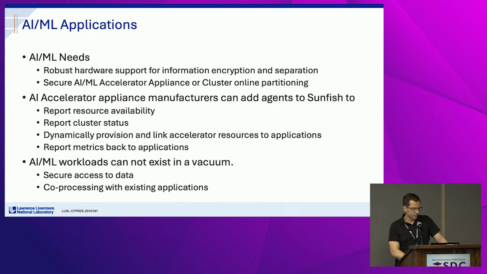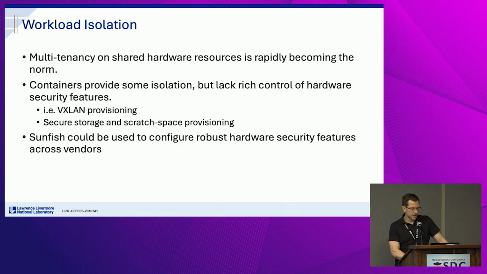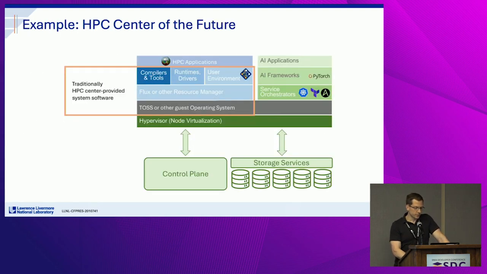But of course, we have a lot of needs that come from AI, and we're still working to make sure these workloads are secure. So multi-tenancy is going to be an issue moving forward. We are looking into containers, but we also need to figure out how to do VXLAN style provisioning to make sure that we have secure access all the way through to storage. We also want to create secure storage enclaves, so we need to be able to provision all of this. And so this is another thing that we need something like Sunfish to do.